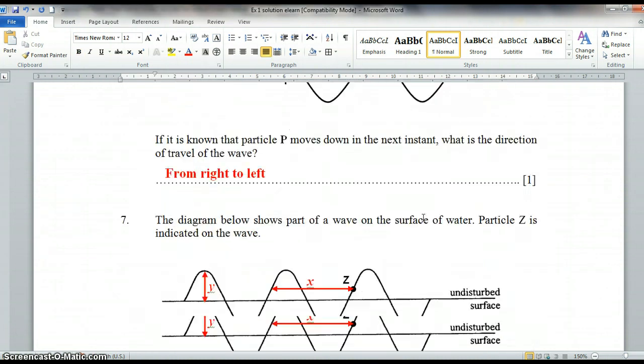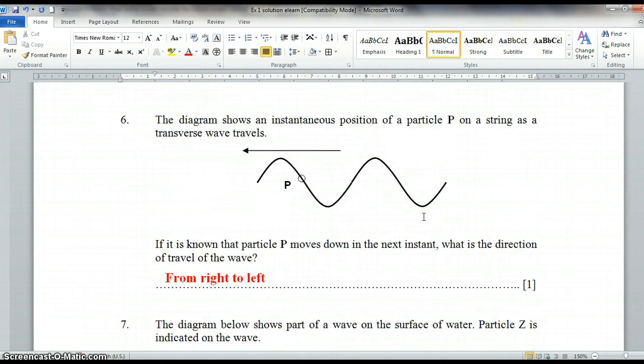Okay, let's move on. Question 6. Look here, this arrow tells us the wave travels from the right to the left. It is known that particle P moves down in the next instant.